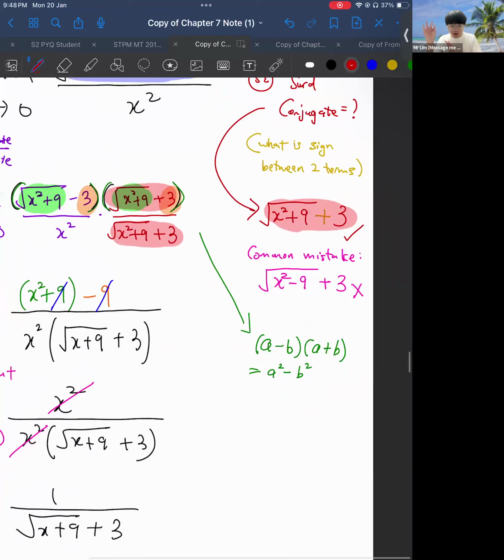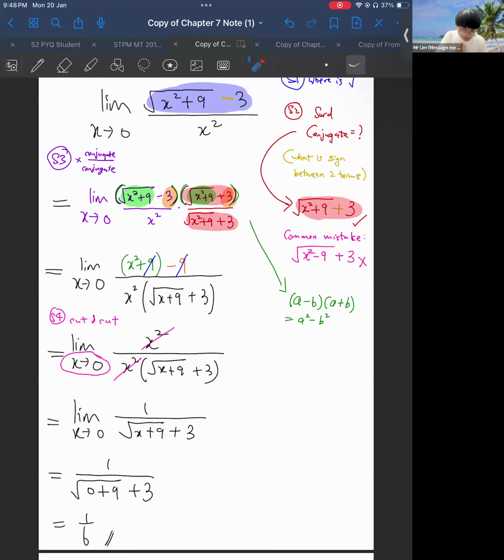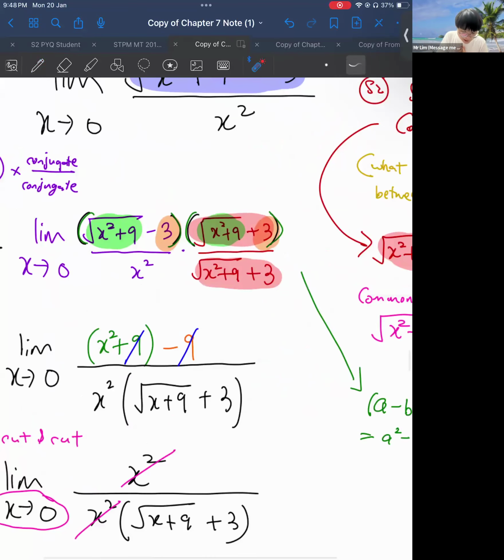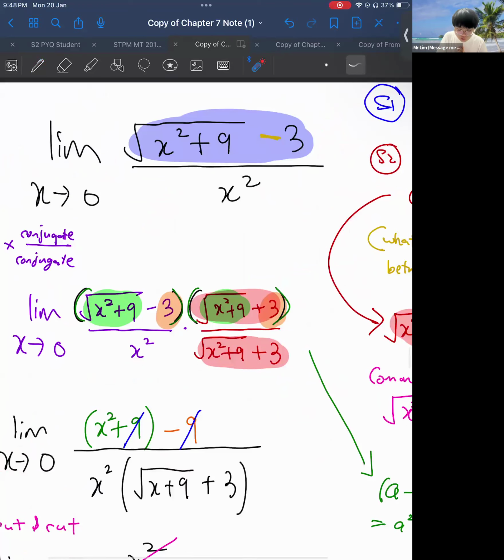Square root of x squared plus 9, plus 3, right? So this one is square root of x squared plus 9 minus 3. This one is square root of x squared plus 9 plus 3. The conjugate is where we take the sign and change it. This one changes to positive, right?